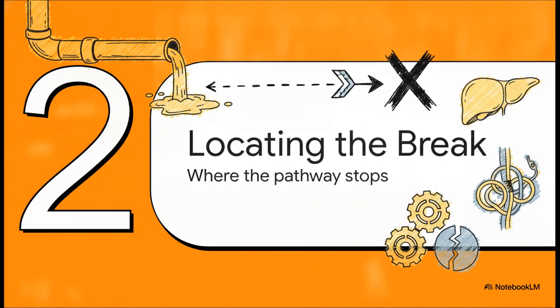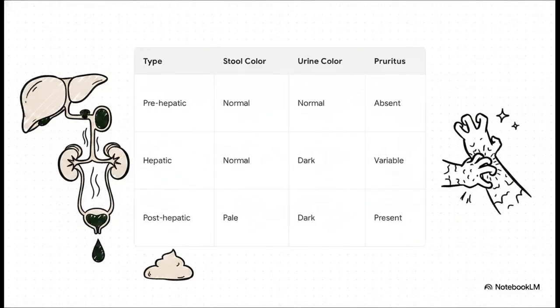Section 2. Locating the break. Jaundice basically happens whenever bilirubin backs up faster than that pathway can clear it. And what's super interesting is how perfectly our physical clues map out where the system broke. For example, prehepatic issues like hemolysis mostly leave urine and stool totally normal. Hepatic issues give you a mixed bag. But posthepatic obstructive jaundice, that is a textbook complete roadblock.